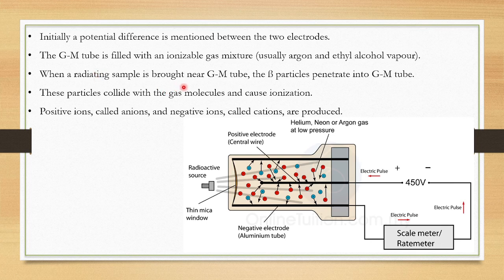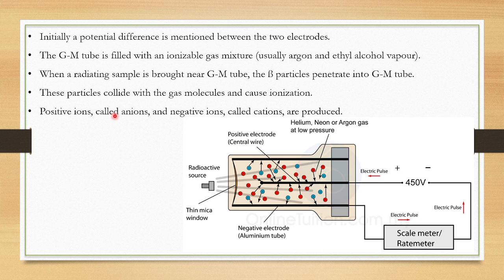So when a radiating sample is brought near the GM tube, so this is the radiating sample and this is the GM tube. The beta particles penetrate into the GM tube. The radiating source's beta particles penetrate. These particles collide with the gas molecules. The gas molecules are already there, they collide with them and cause ionization. As a result, ionization happens. So when the radioactive source's beta particle enters the tube and collides with the gas molecules inside, it causes ionization.